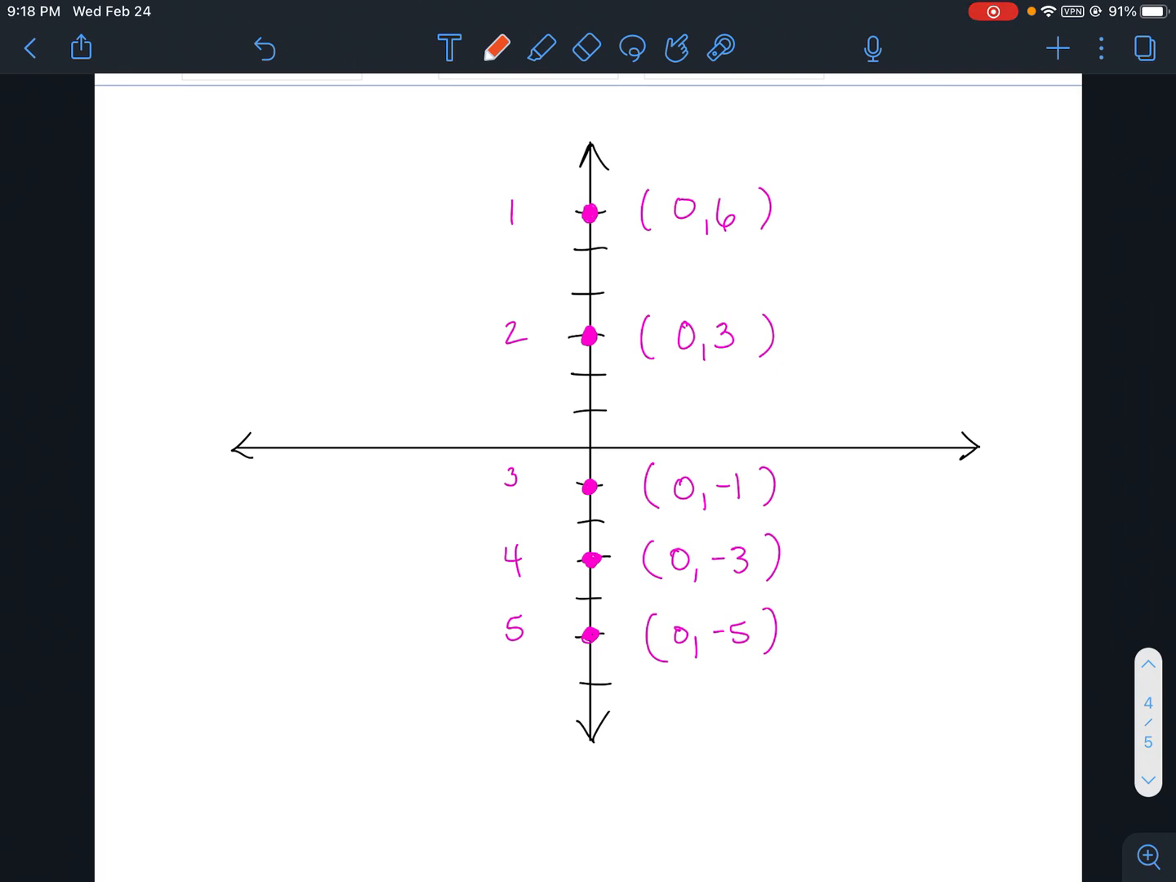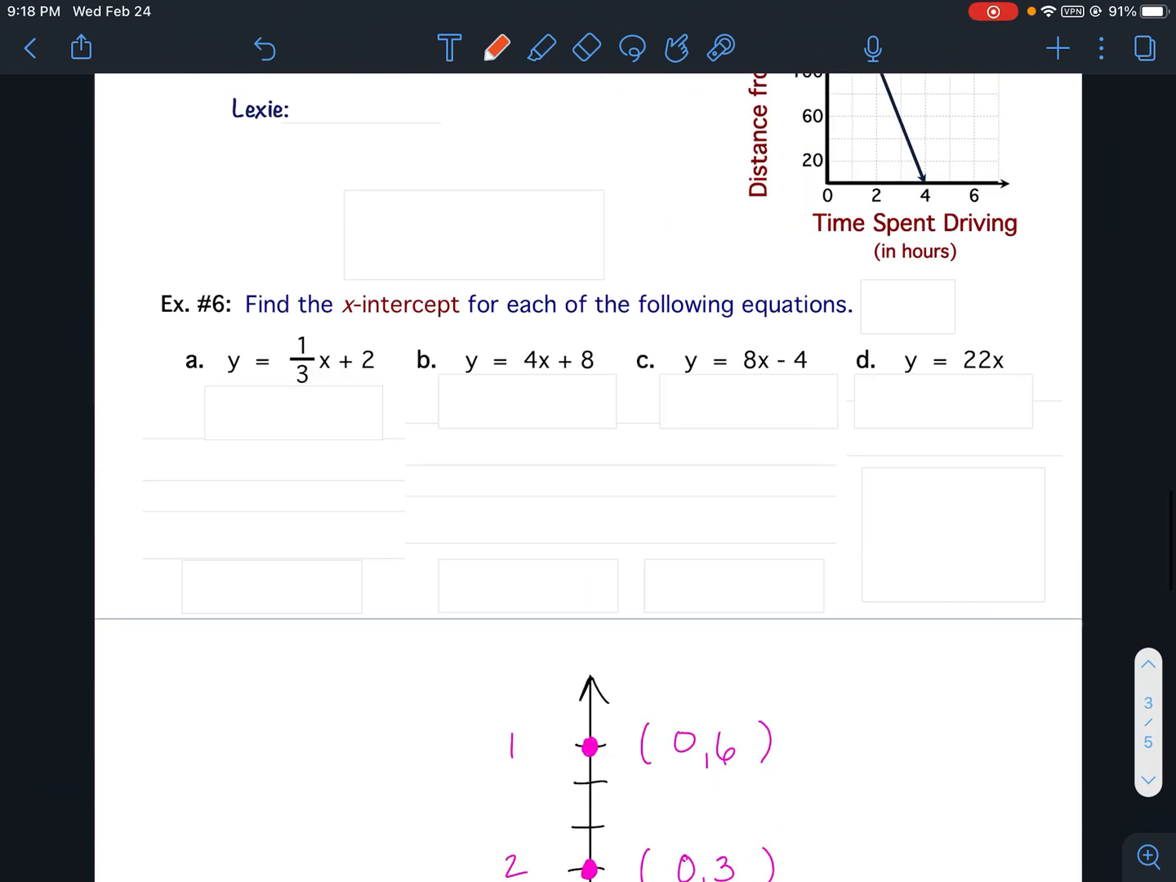The first one up there is 0, 6. The second one is 0, 3. Then 0, -1, 0, -3, and 0, -5. What do they all have in common? If it is a y-intercept, x is 0.